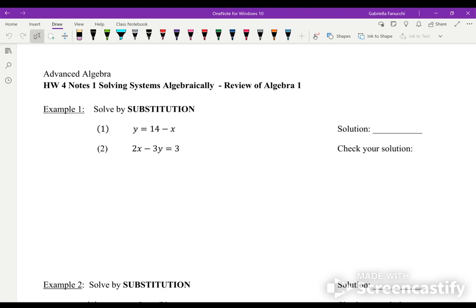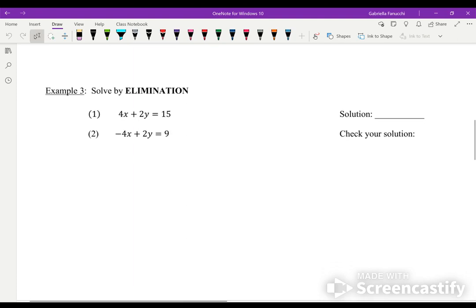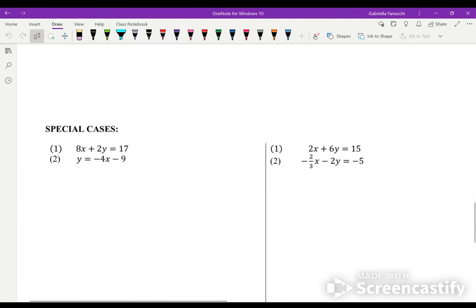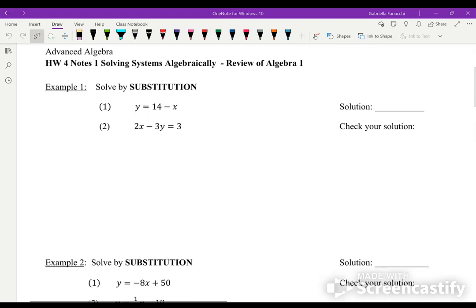There's three methods of solving systems. You can do it by substitution, which is example 1, example 2, and then elimination, which is example 3, example 4, example 5. And then the third one is solving the system by graphing. This one is only covering substitution and elimination.